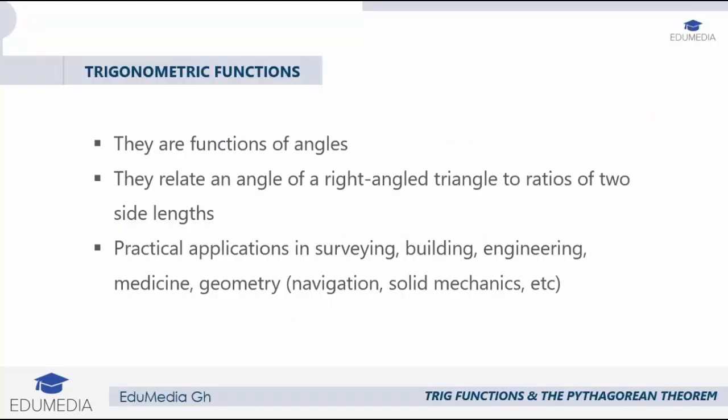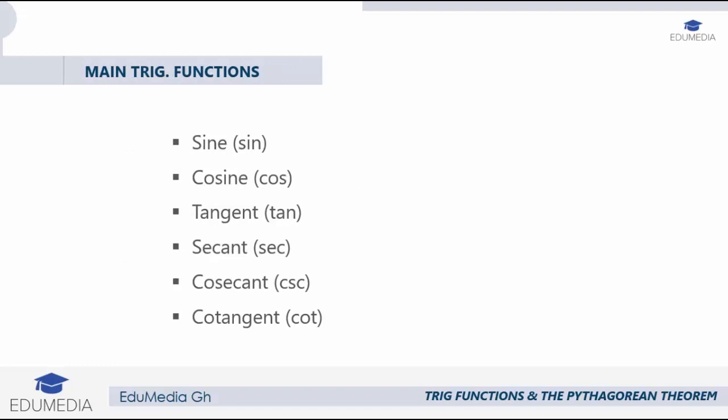In mathematics, trigonometric functions are functions of angles. They relate an angle of a right-angled triangle to ratios of two side lengths. They are practically used in fields such as surveying, building, engineering, medicine, and geometry. There are six main trig functions: the sine, the cosine, the tangent, the secant, the cosecant, and the cotangent. These functions are used, as I said, to relate the angles of a triangle with the size of that triangle.